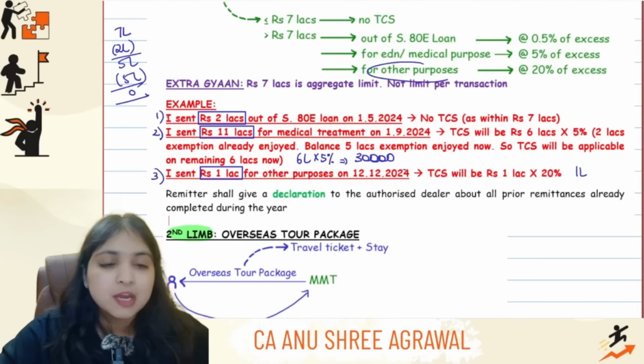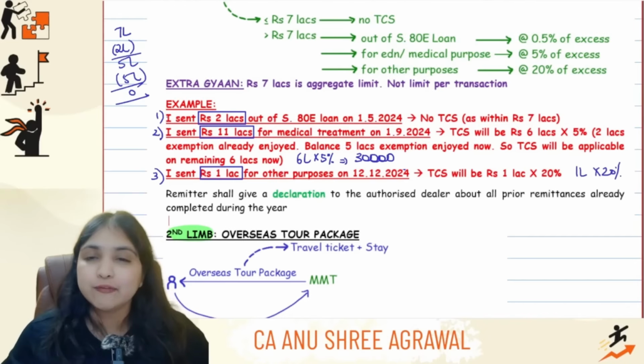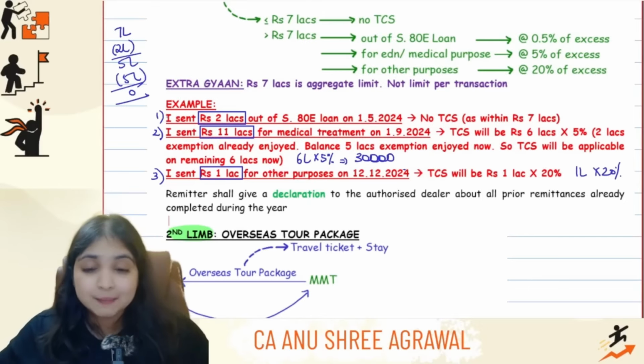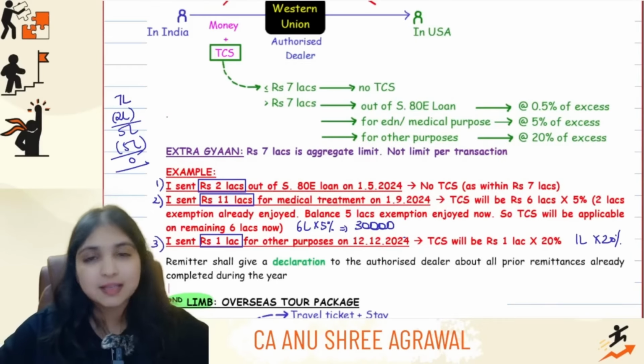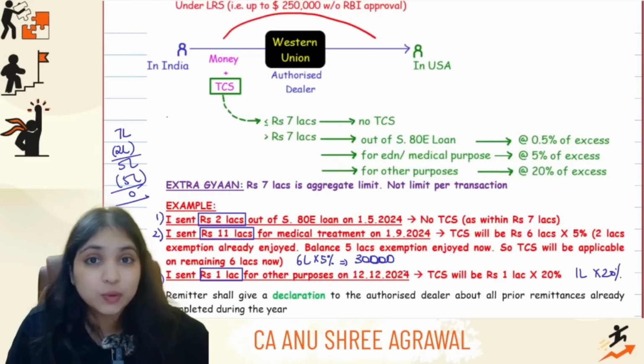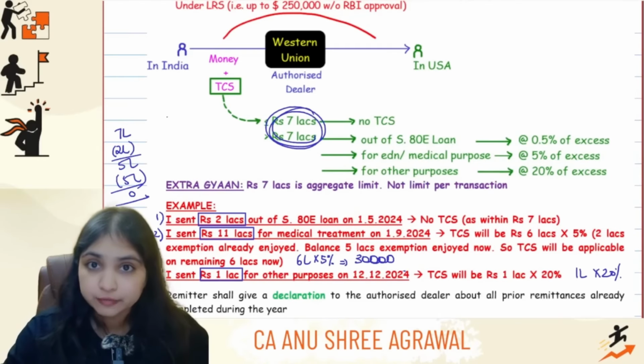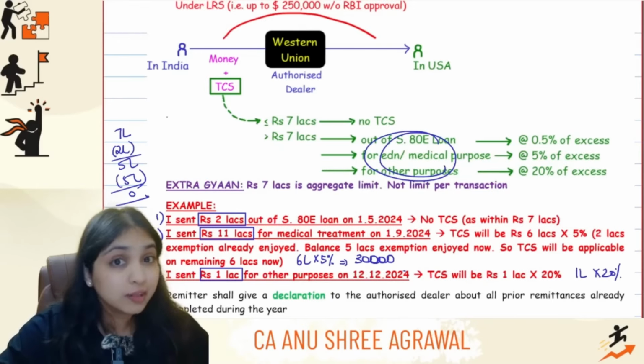For any other purpose, the TCS rate is 20%. So at the rate of 20%, I'll have to pay TCS. Getting my point, everybody? The main point over here is, number one, the TCS rate will depend upon the amount of the overseas remittance also. It will depend on the purpose also.